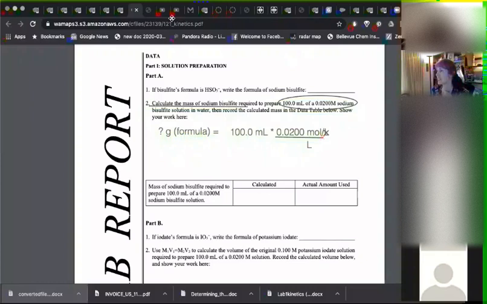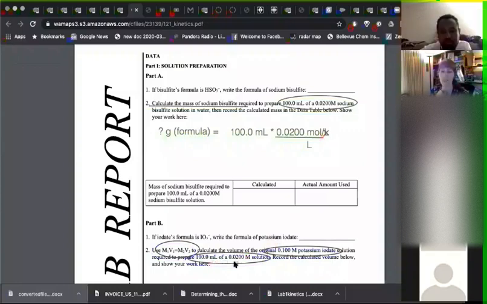And then down here in the next one, we're going to use the same thing that we did today. This is one solution, and this is the solution we're making. Okay, so we're going to dilute it. Notice that this one is a larger concentration. This is the smaller concentration. So we expect to take some of this, a smaller amount of this, and dilute it to make this one.